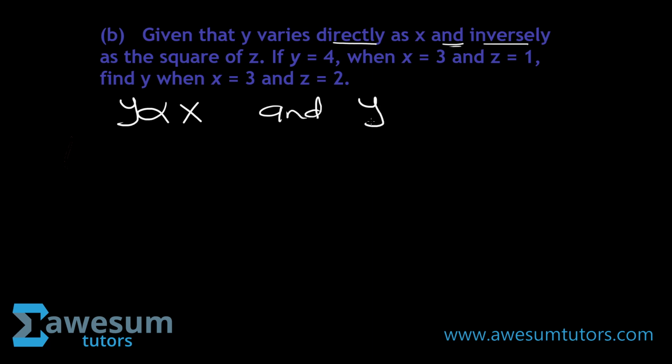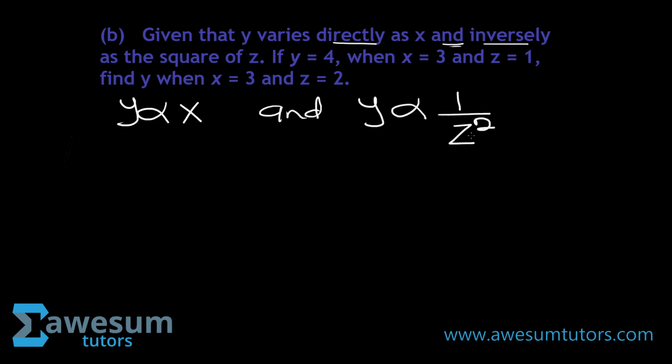That means y also varies inversely, that means 1 over... Take note, y varies directly as x, and y varies inversely, inversely is 1 over the square of z. Square of z, that's z squared.